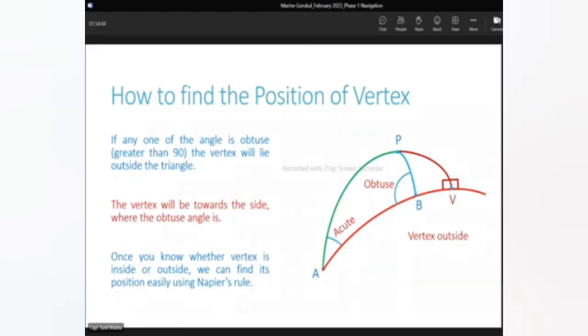Sir, if in some question we don't have to find the initial and final course, then is there a way that we can find out the vertex position? No, for finding where the vertex is, you will have to get the initial and final angles, the angle A and angle B. Even though the question does not require it, you will still have to calculate these angles.